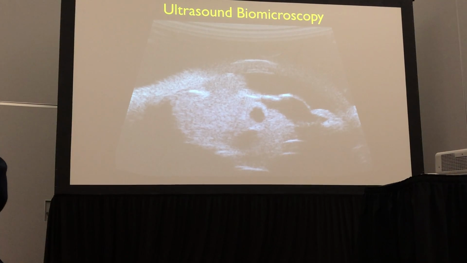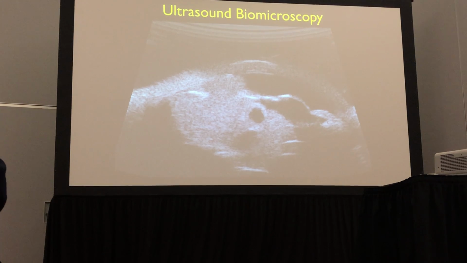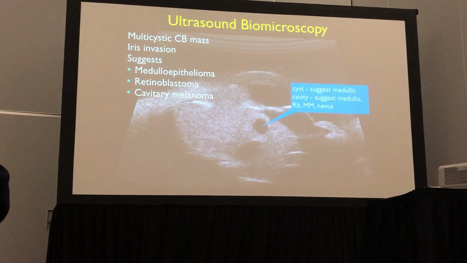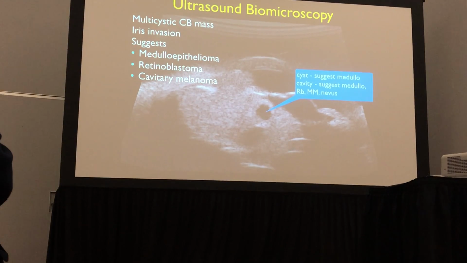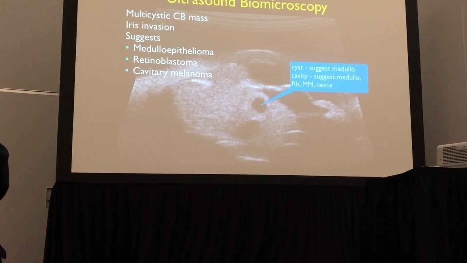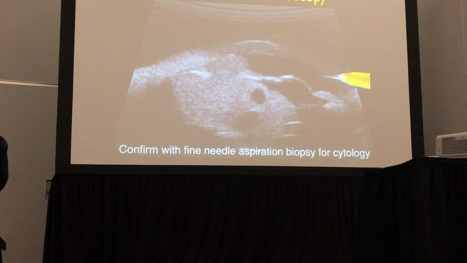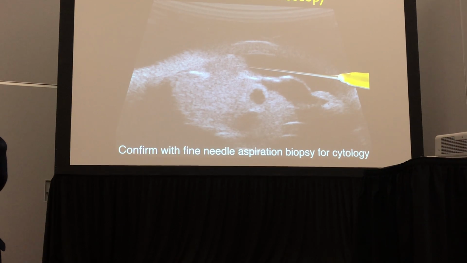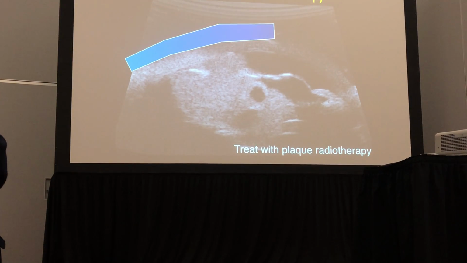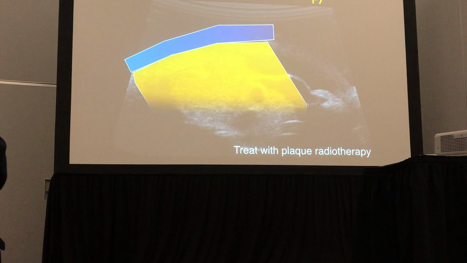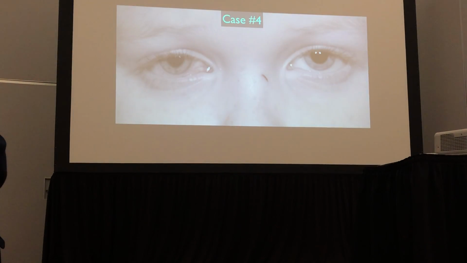In this case, we got UBM because we were worried about a ciliary body component. As you can see, there were cysts in the mass suggestive of medulloepithelioma. And so, based on that, we treated this patient with plaque radiotherapy following fine needle aspiration biopsy to confirm the mass. Plaque was placed and the entire tumor was irradiated.